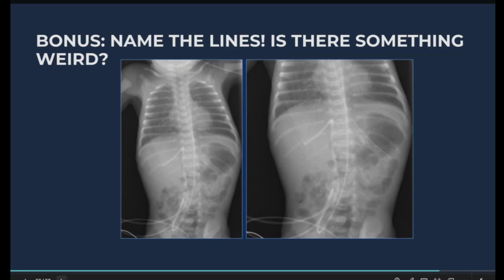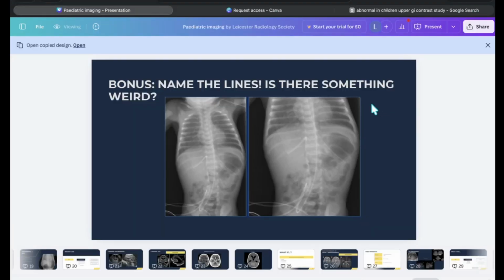So we made a bonus slide here, which is quite random after all the MSK that we've done. So if anyone can name any lines that they can see on this baby, that would be great. And also, as an extra question, is there something that is weird in this scenario? So someone has said NJ.